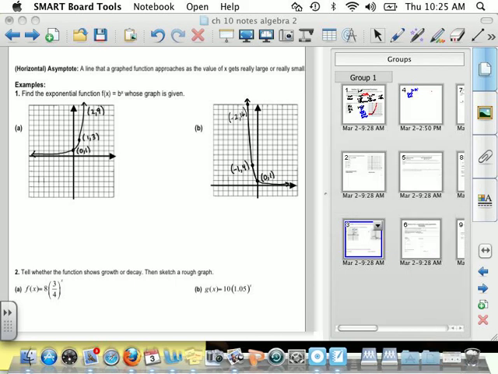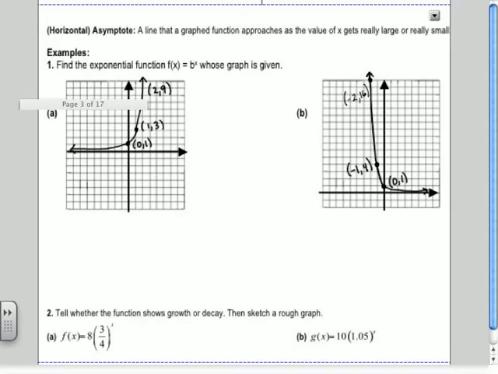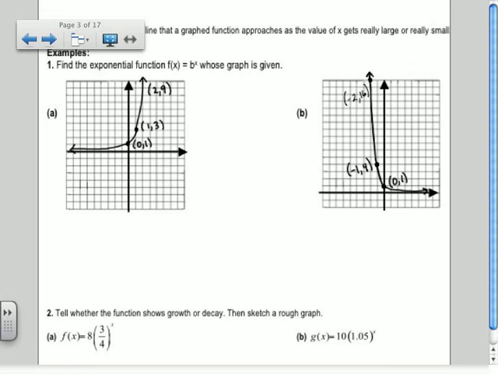Okay, so we left off on number 2. Tell whether the function shows growth or decay. Okay, so sketch a rough graph as well.